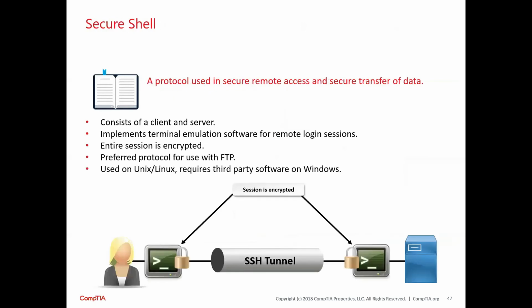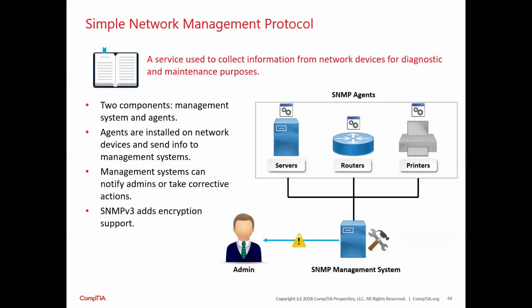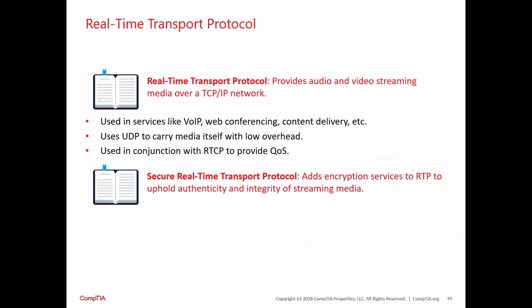and the server. And we also have the Secure Shell or SSH, which is the protocol used in secure remote access and secure transfer of data. Then we have SNMP, which is a service used to collect information from network devices for diagnostic and maintenance purposes. You can use the latest SNMP version 3 that adds encryption to it. Then beside that, we have the Real-time Transport Protocol, which provides audio and video streaming media over TCP/IP networks.